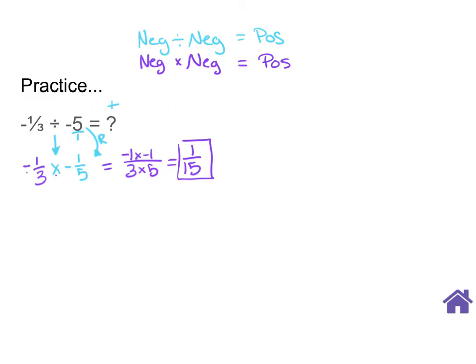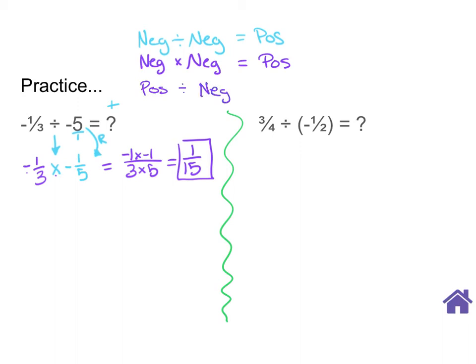Let's go on to the next problem. Okay, here's my next problem. It's 3/4 divided by -1/2. Now, if I have a positive divided by a negative, I will get a negative, right? Or same thing, a positive times a negative is a negative. So my answer is going to be negative. I'm just going to write it down.